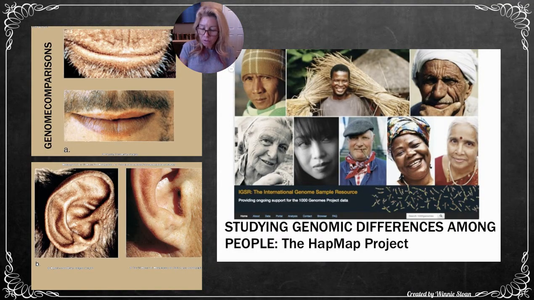So I gave you those notes on there. The Human Genome Project took 13 years to sequence the human genome. Technology has improved over time. Now 2 million base pairs of DNA can be sequenced in about 24 hours.